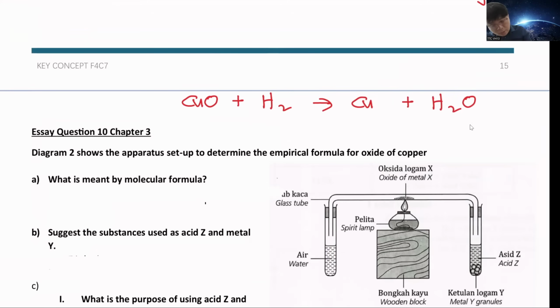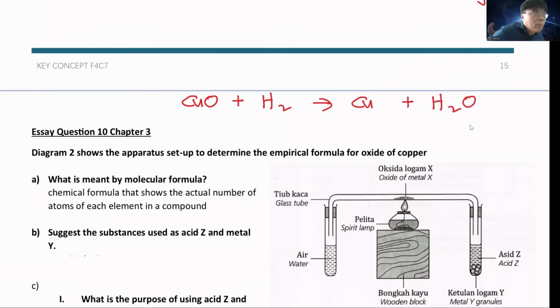They'll ask either for the molecular formula or the empirical formula, so you have to memorize the definitions. This one is meant to be memorized, 1 mark here. Empirical is the simplest whole number ratio. For molecular, it is the actual number of atoms of each element in the compound. Please memorize this, you get an extra 1 mark here.